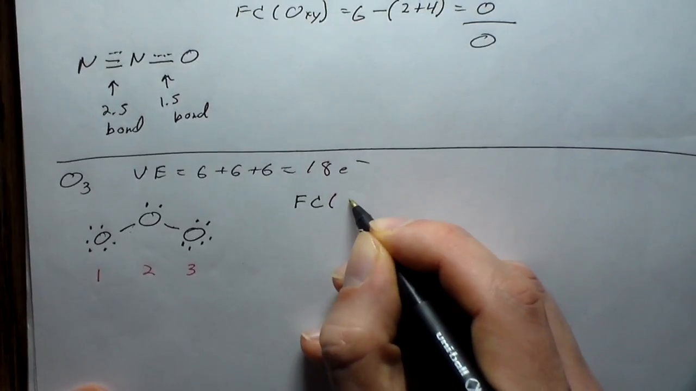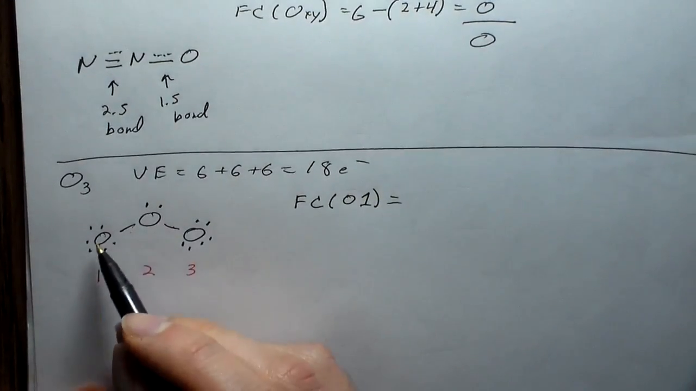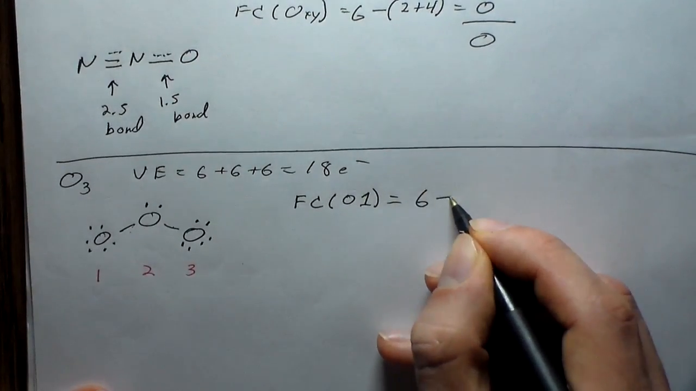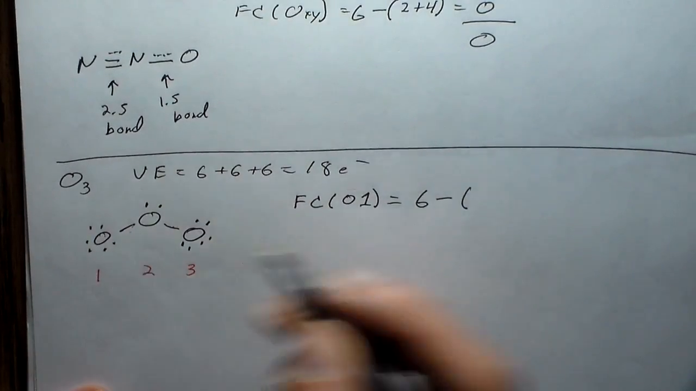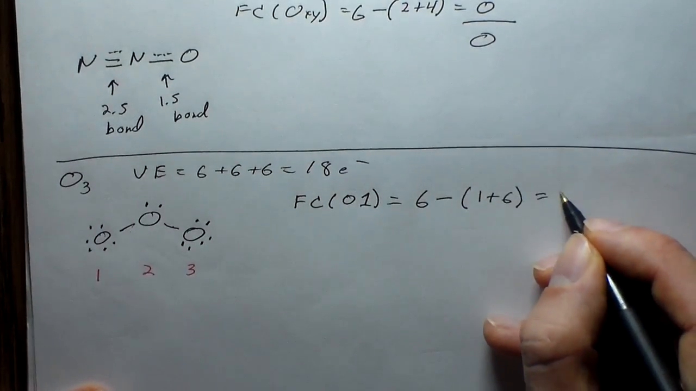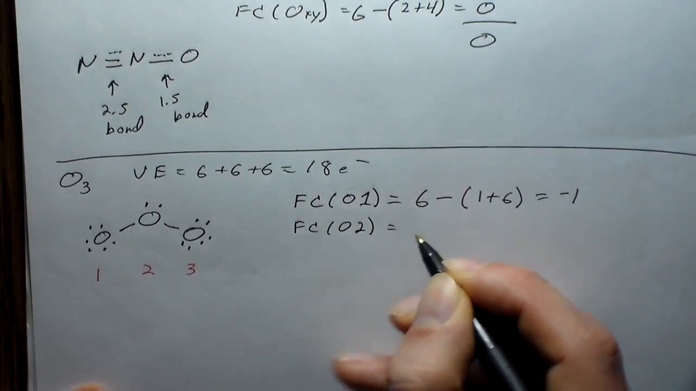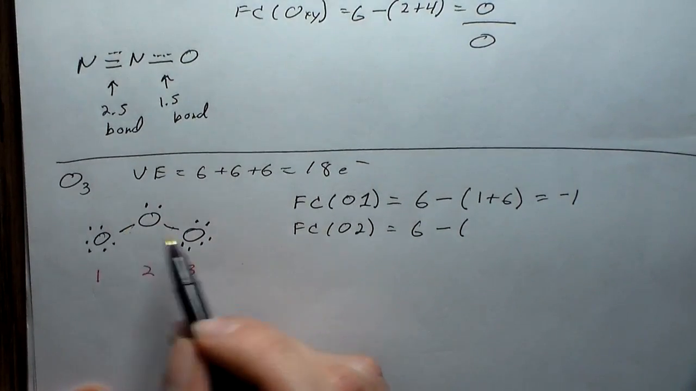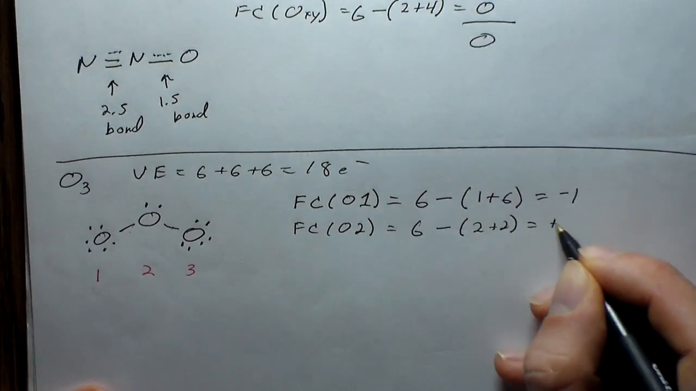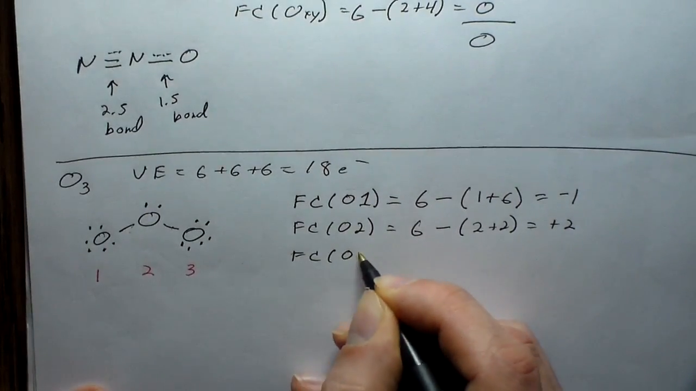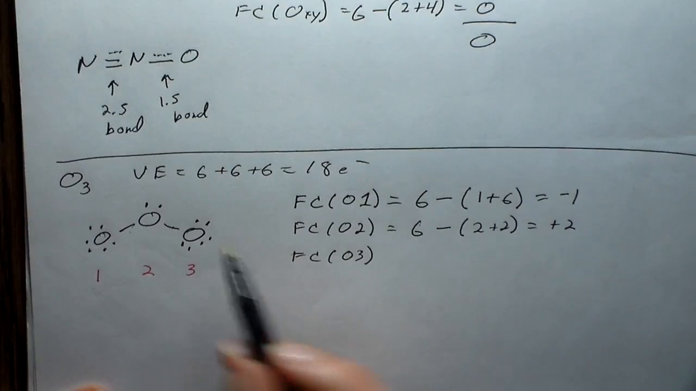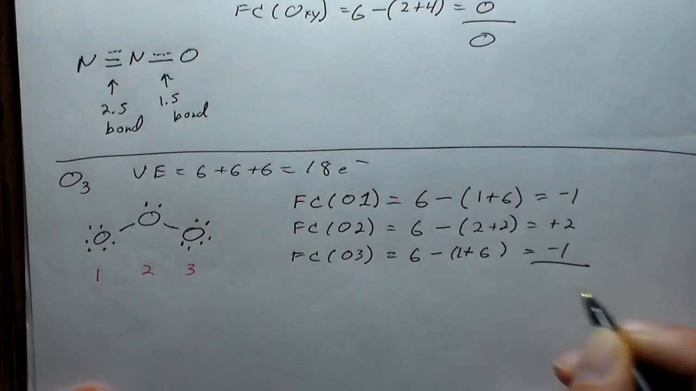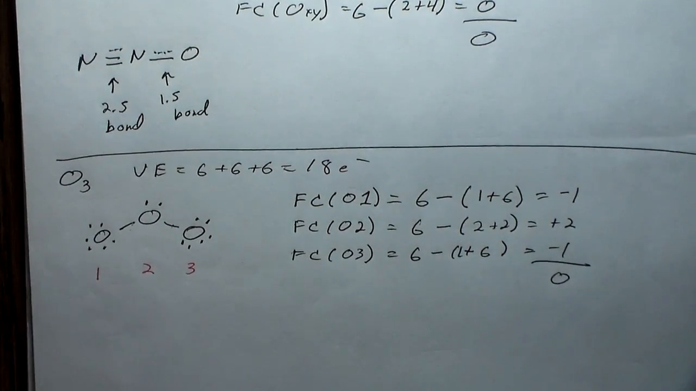So the formal charge for oxygen 1 is going to be 6 valence electrons minus 1 line and 6 dots. So that's going to be a -1. And oxygen 2 is going to be 6 minus, now I have here 2 lines and 2 dots, so that's going to be a +2. And the formal charge on oxygen 3 is going to be exactly the same at this point as oxygen 1. Of course, I add all that up, and that's going to be 0.